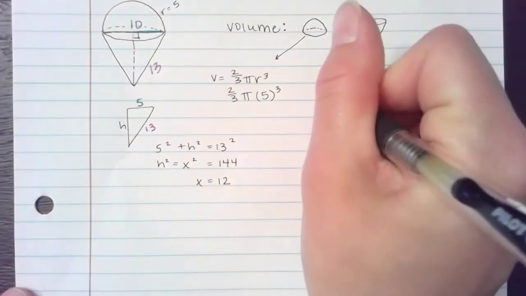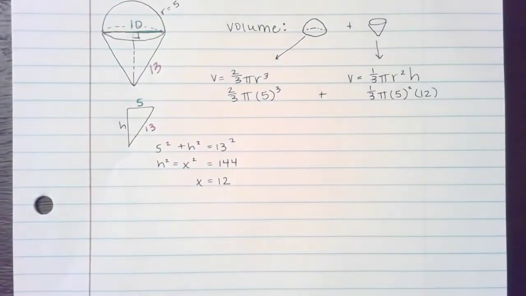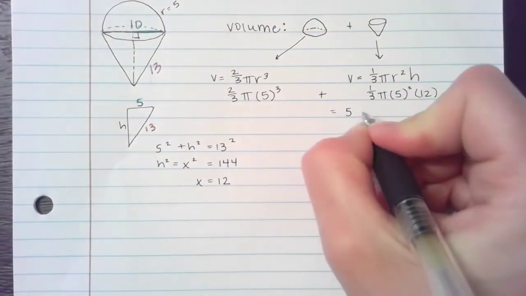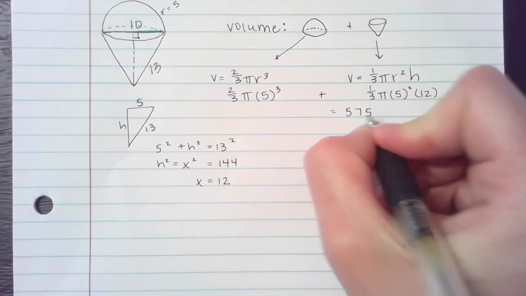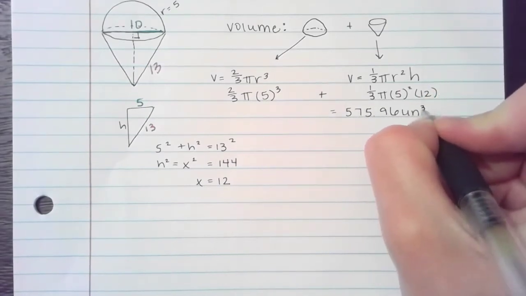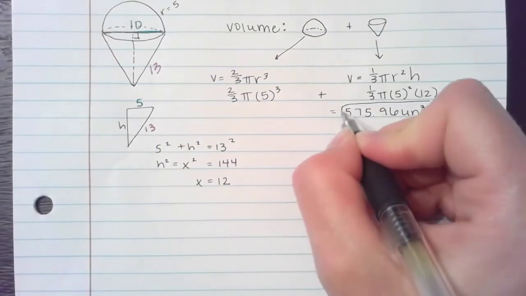And then you just add them up. Plug that all in your calculator, get something super fancy and nice, and you get 575.96 units cubed. And that is our volume.